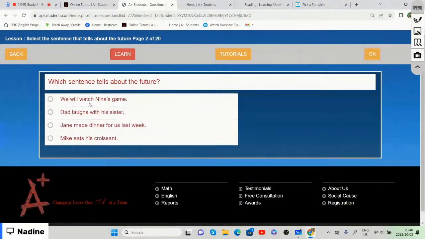We will watch Nina's game. Dad laughs with his sister. Jane made dinner for us last week. Or Mike eats his croissant. We need to say which sentence tells us about the future. Something that will happen. And then we can say it is the first one. We will watch Nina's game.